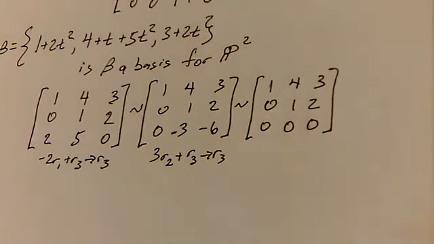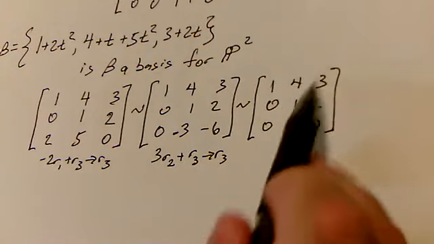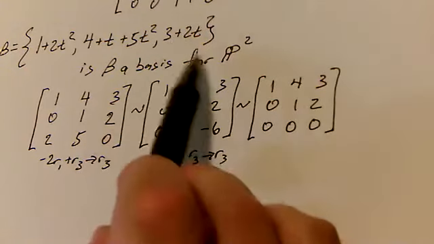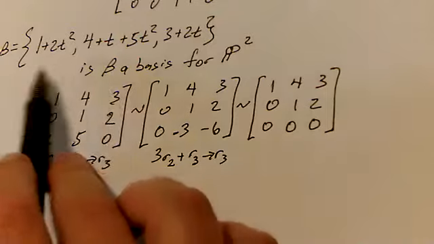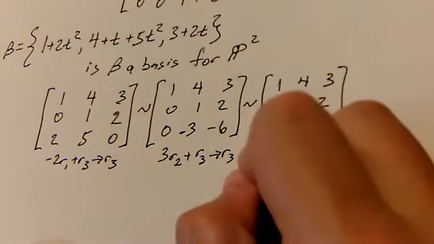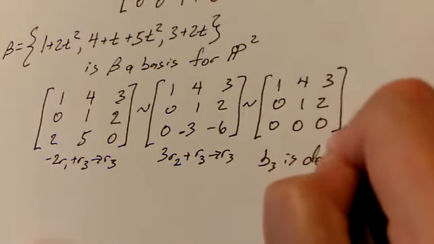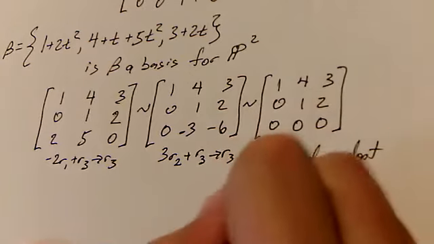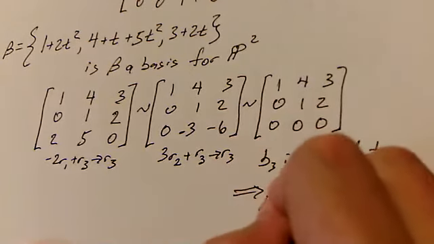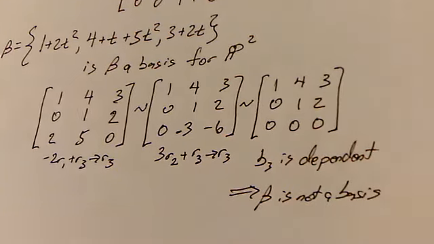So what does this tell me? This tells me that this vector, this last one, is dependent. The corresponding vector here is already covered by these first two. So B3, let's call it, is dependent. That means that B is not a basis. So we would not even consider writing coordinate systems for it because it is not a basis.